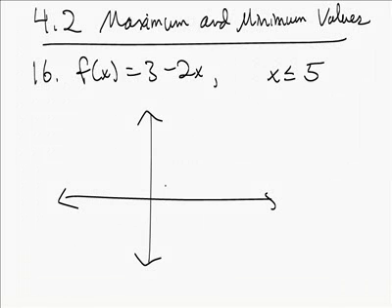Now, notice that if we sketch a graph of this, this is just a line with a y-intercept of 3 and a slope of negative 2. So we're going to go through the point (0, 3), and then down 2 to the right 1, since we have a negative slope here. Down 2, to the right 1, and so on.